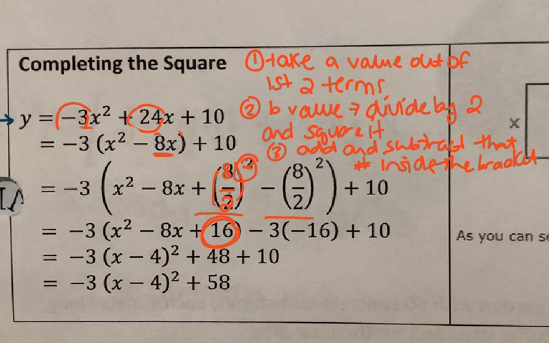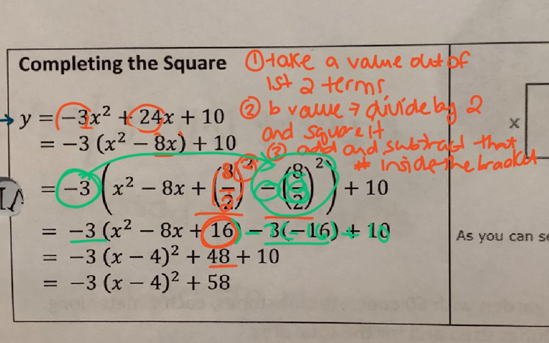Now I want to take this second term and get it out of the bracket. So in order to do that, I need to multiply it by the a value, which is in front. So that number was also 16. So I'll do -3 times -16, because it's a negative. All right, so now I have -3 bracket x squared minus 8x plus 16 bracket minus 3 times -16, and then that plus 10 on the end. Now I'm going to simplify.